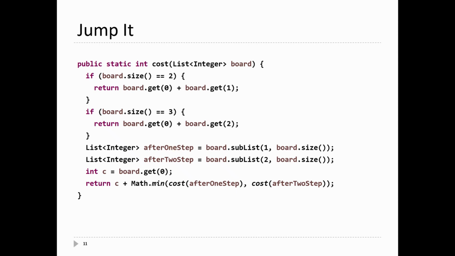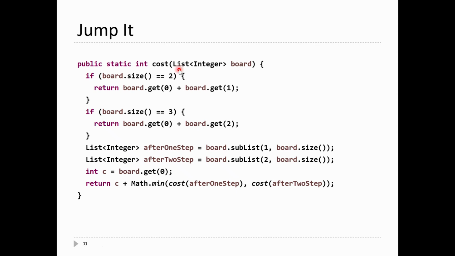So the cost of solving that board is just the cost of taking one step. I'm going to recursively call the method to compute the cost to solve that board. The cost of taking two steps, I'm just going to recursively call the method, passing in the appropriate board. And Math.min computes the min of those two values. So that gives you C, the cost of the current square, plus the smaller of the two costs of solving the rest of the board. And that's your algorithm that solves this particular problem.